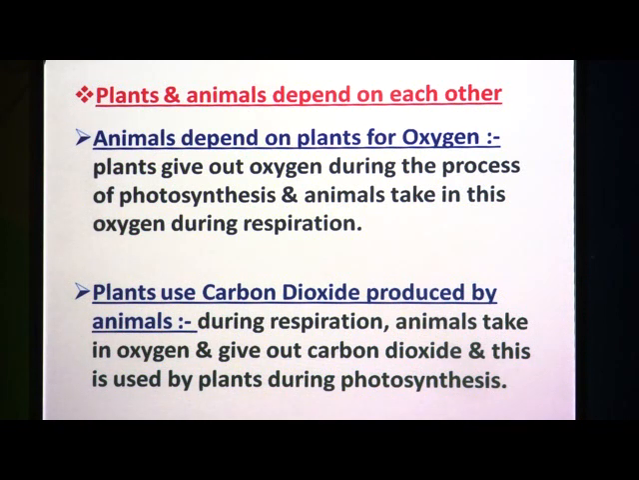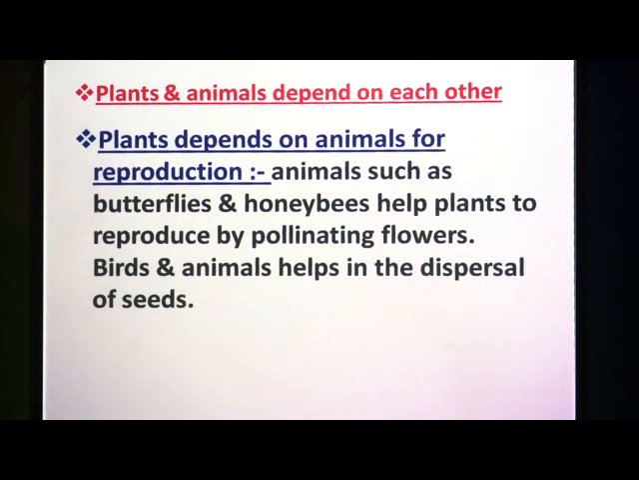If you have page number 15 in front of you in your book, you can see the picture there of how plants use carbon dioxide produced by animals. So, in this way plants use carbon dioxide which is produced by animals. Then plants depend on animals for reproduction.